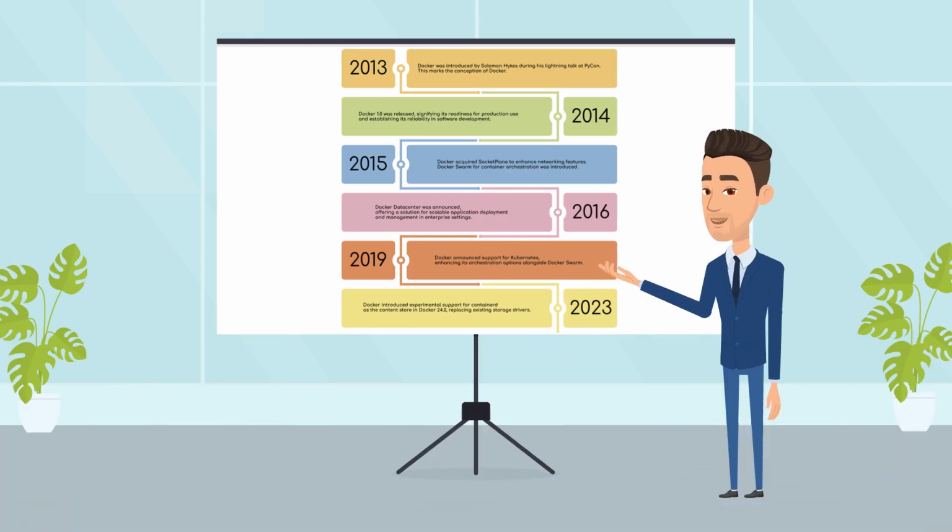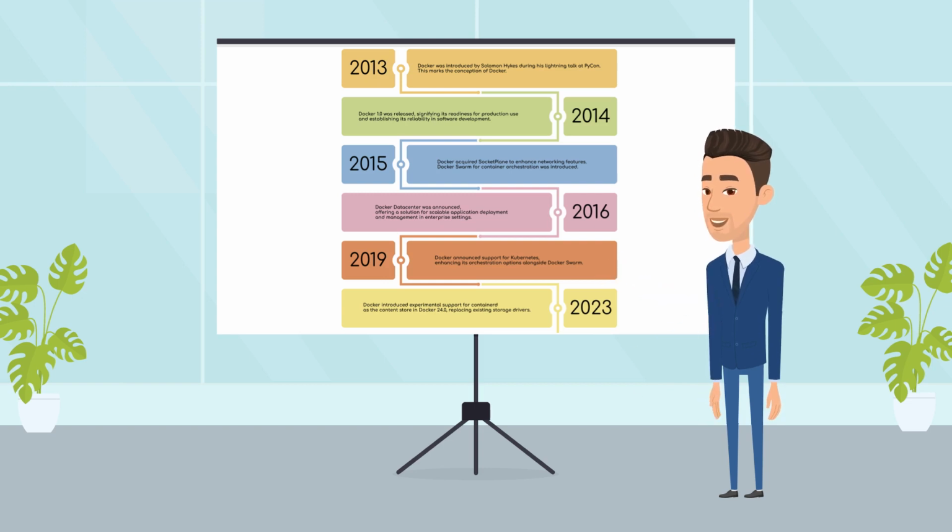Docker was first introduced in 2013 by Solomon Hykes during his lightning talk at PyCon. This marks the conception of Docker. In 2014, Docker 1.0 was officially released, signifying its readiness for production use, and quickly establishing its reliability in software development. In 2015, Docker acquired Socketplane to enhance their networking features. Docker Swarm for orchestration was also introduced that year.